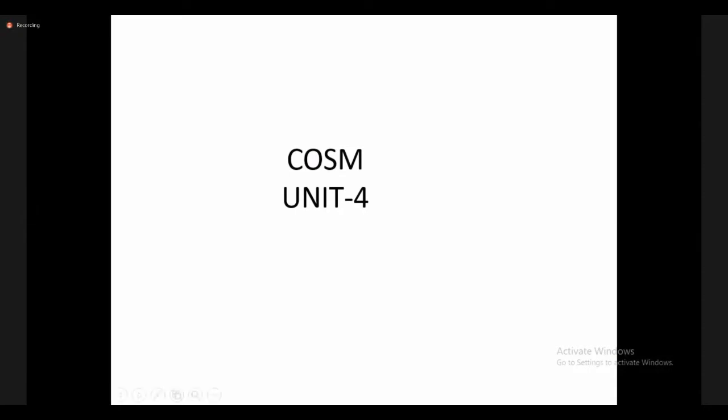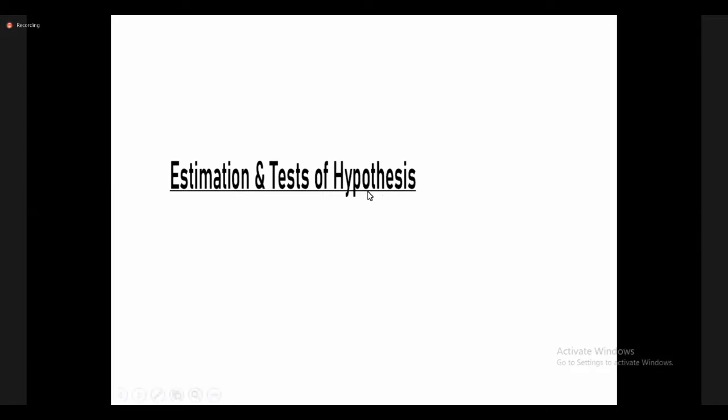Now, in today's session, we are going to start Unit 4. Unit 4 is estimation and test of hypothesis. As in the third unit, we discussed sampling distribution. I hope all of you know the concept of sampling distribution. This is also related to that one. I want to tell that briefly. What is the sampling distribution?